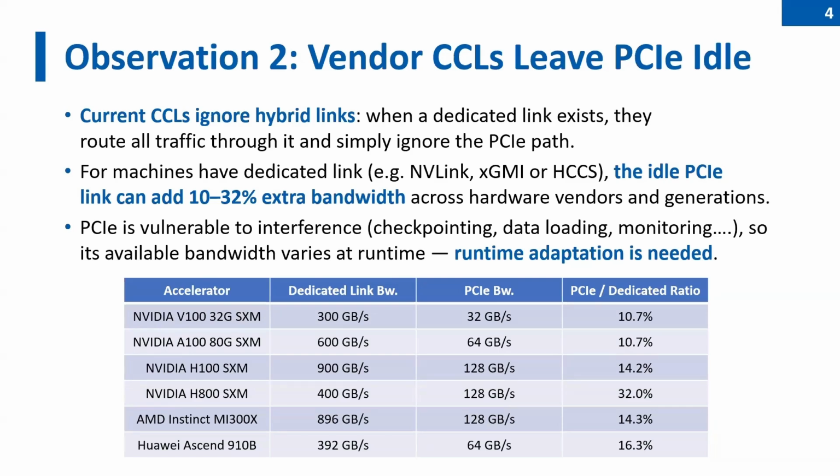Furthermore, PCIe is vulnerable to interference. For example, checkpointing, data loading, or monitoring all consume PCIe bandwidth. So the available PCIe bandwidth varies at runtime, and runtime reduction is needed.